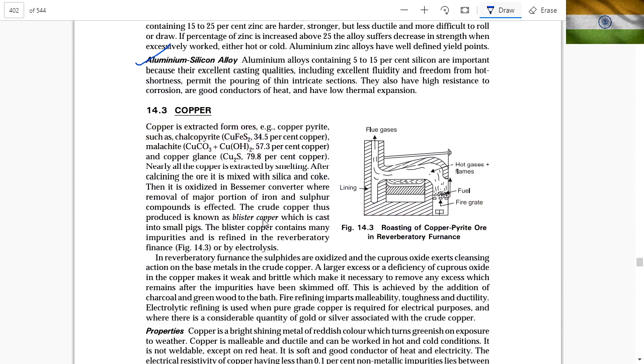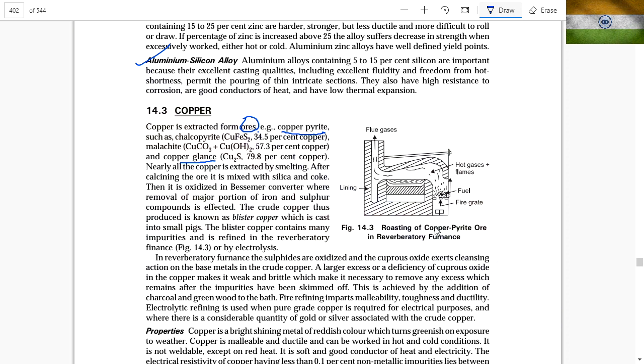Now we move to copper, that is another metal, and copper is extracted from the ore similar to our aluminium. What are those ores? That is copper pyrite, such as chalcopyrite and malachite and copper glance. These are the commonly used ores, right?